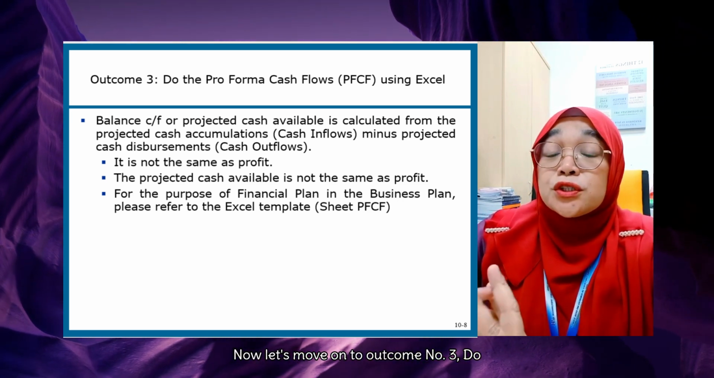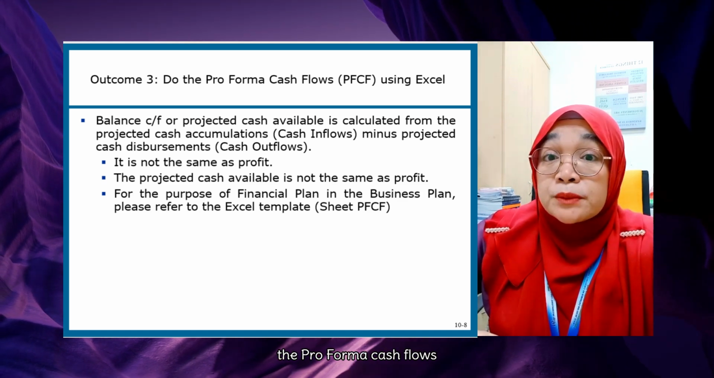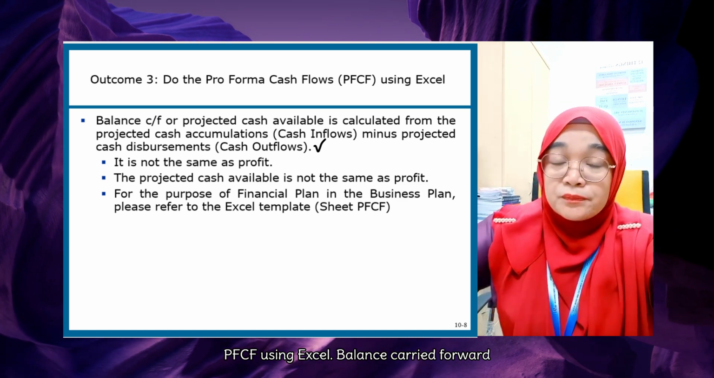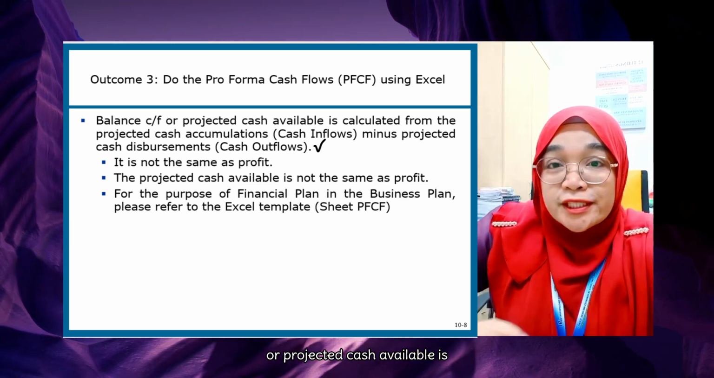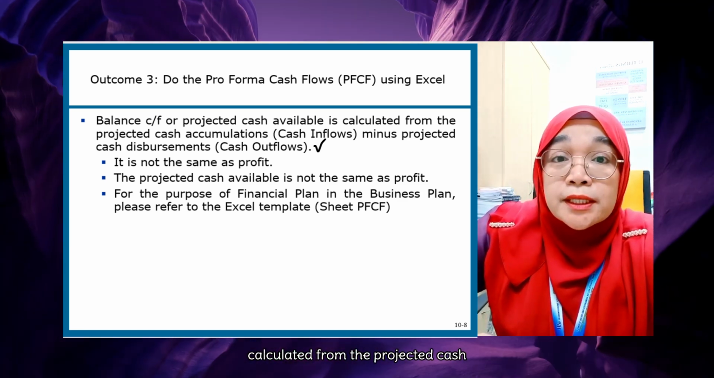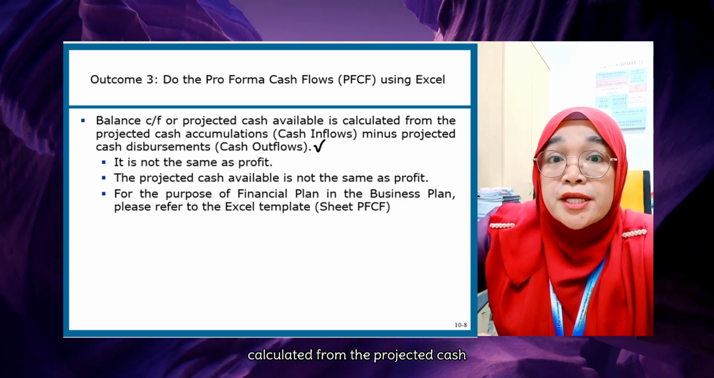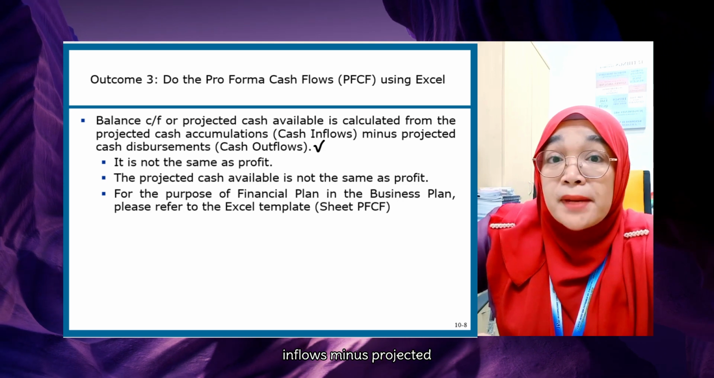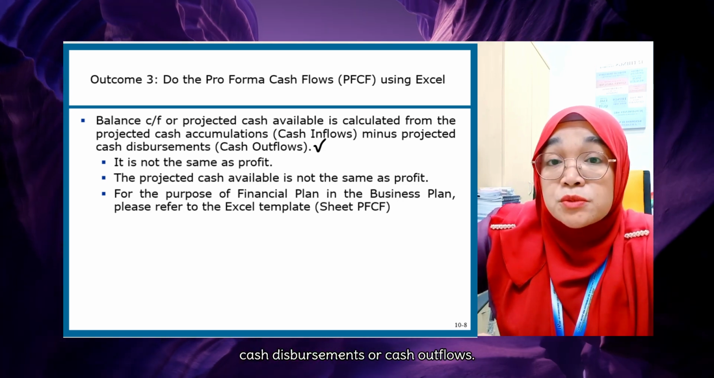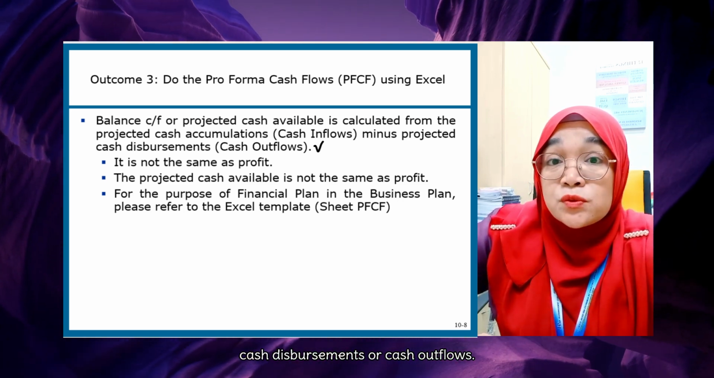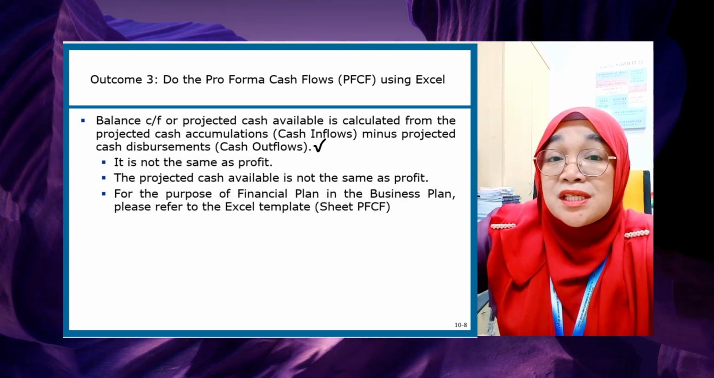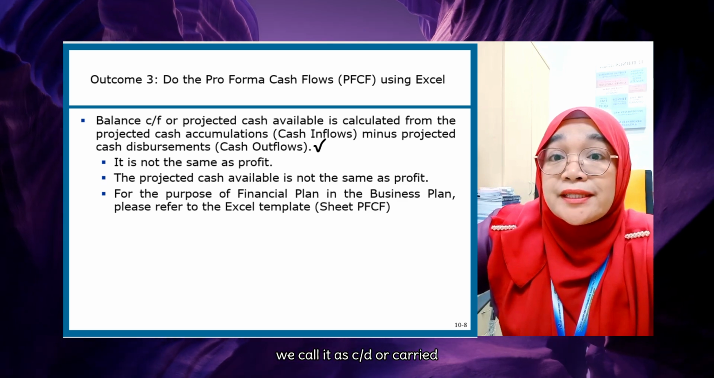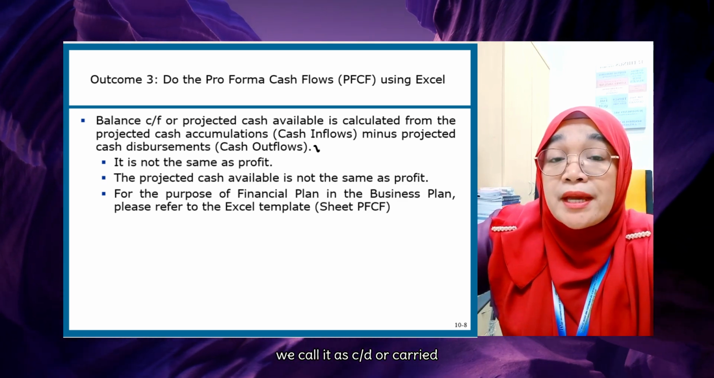Now let's move on to outcome number 3. Do the pro forma cash flows PFCF using Excel. Balance carry forward or projected cash available is calculated from the projected cash accumulations, or we call as cash inflows, minus projected cash disbursements or cash outflows. What is CF? CF stands for carry forward, and in some books we call it as CD or carry down.